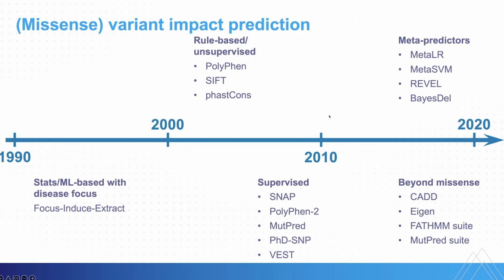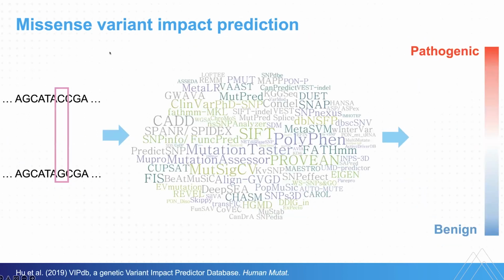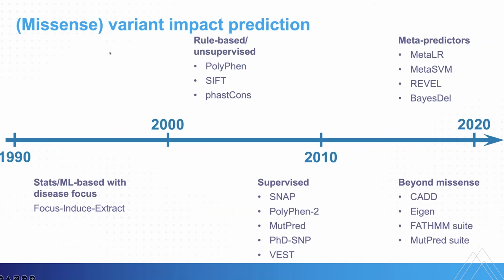And then more recently, the field has diversified, and there are several methods that have come out. But I think two broad developments. One was the emergence of meta-predictors. Meta-predictors are essentially methods that use outputs from these primary predictors as features. And then methods that went beyond just missense variant impact prediction. I should mention that for most of this talk, I'm going to be focusing on missense variants. These are variants that lead to a replacement of one amino acid for another in the protein sequence. But there are methods that generalize to other kinds of variants as well. I just want to let everyone know about that.